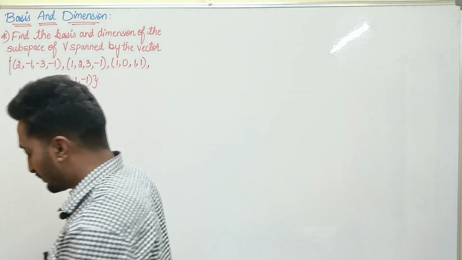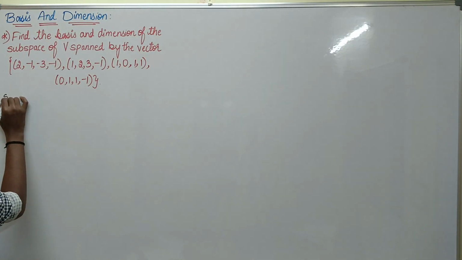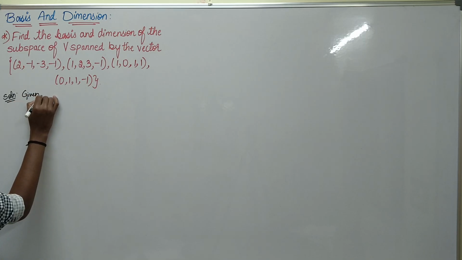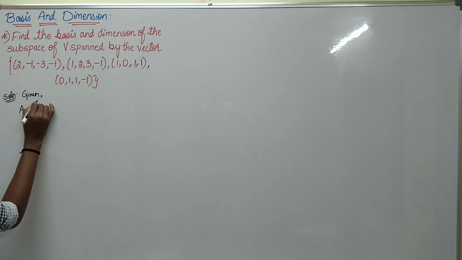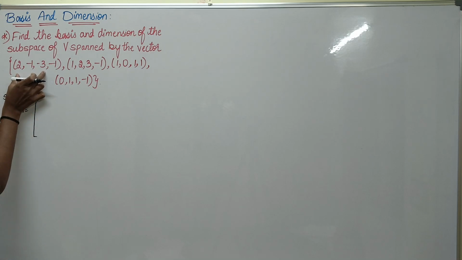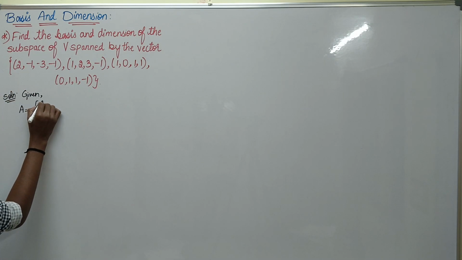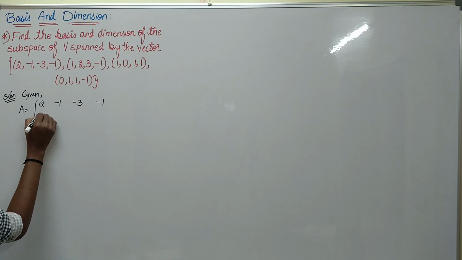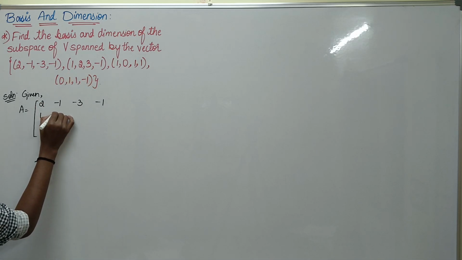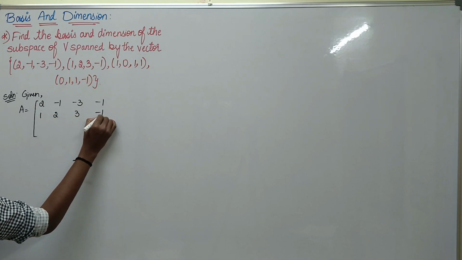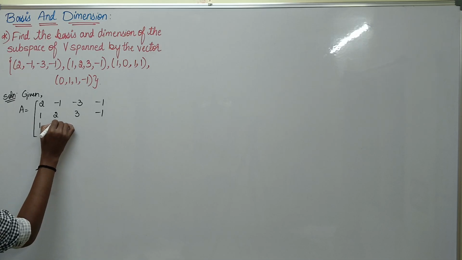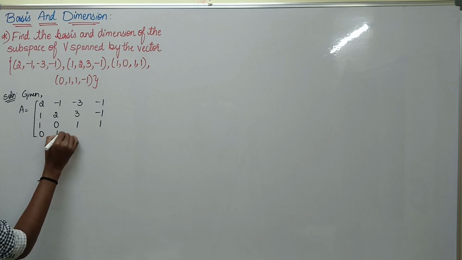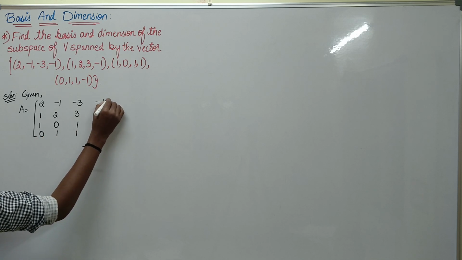Now let us see. First, represent the given set of vectors in matrix form. Let us call the matrix A, with the first vector as the first column: 2, minus 1, minus 3, minus 1. Next we have the second vector: 1, 2, 3, minus 1. Next we have 1, 0, 1, 1. The last vector we have is 0, 1, 1, minus 1.